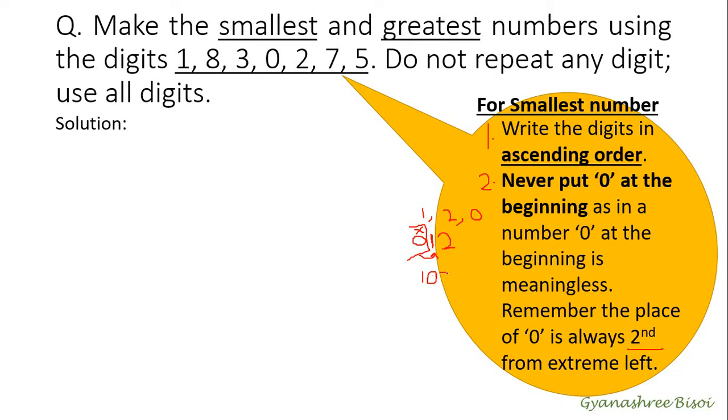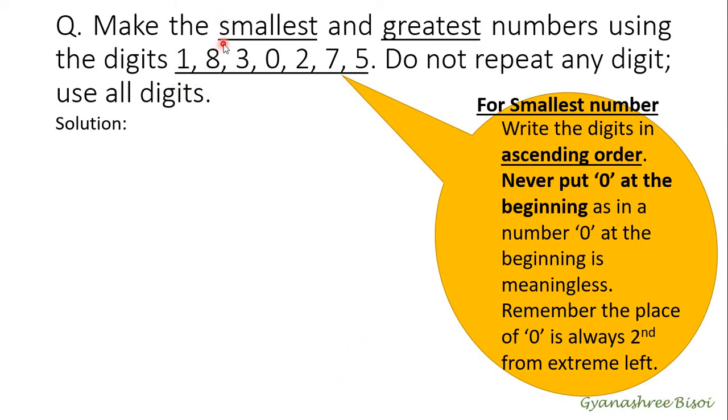Then 2. Now how will you read this number? 102. That means you are considering 0 over here. So this is the correct way of forming the smallest number if 0 is one of the digits. Hope all of you understood why we need to write 0 at the second place. Okay. Let me erase this.